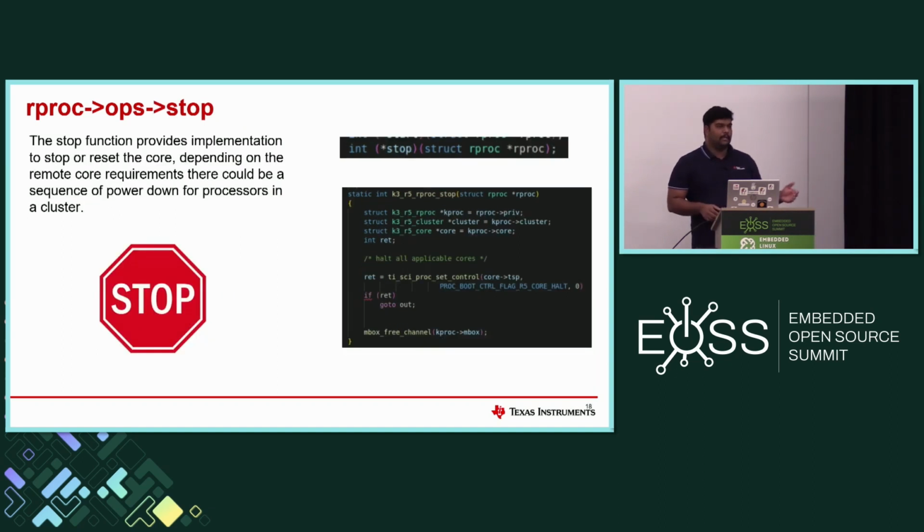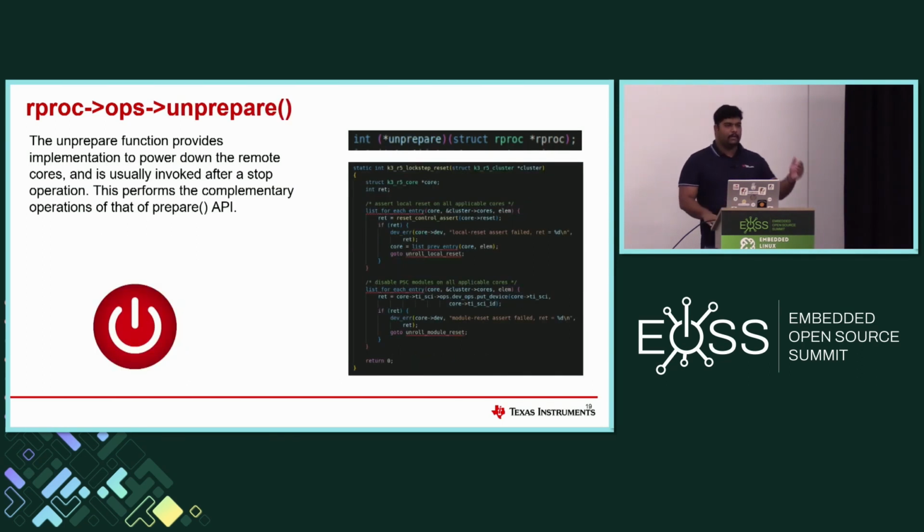Now you have started up the core, and you need to stop the core. Here also your SoC will have specific implementations that you need to follow. I was talking only about the remote cores being a single core. Sometimes it can be a cluster of multiple cores, and you might need to do some sequencing when you need to power off or release the processor. So you implement all this in this function.